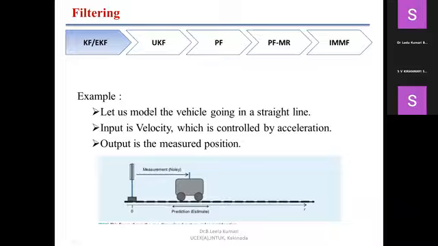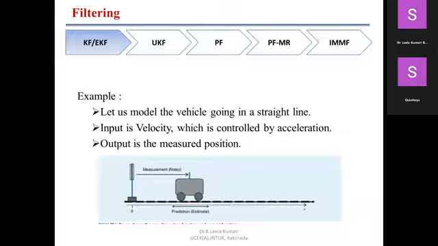So participants, can you give any inputs? What would be the input we have to give in order to move this particular vehicle? Force. So acceleration, we need to give acceleration, right? So acceleration becomes the input.